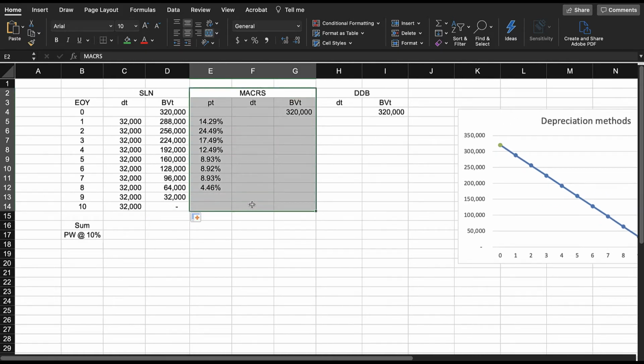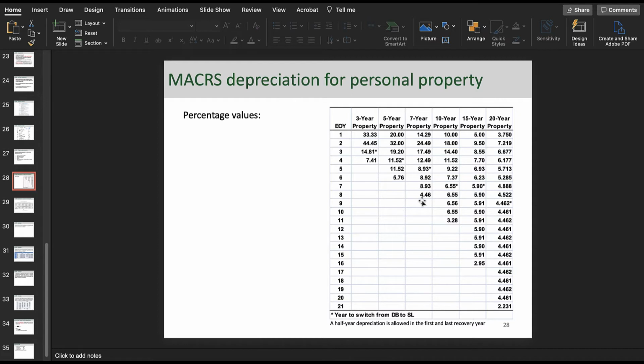Let's go and do the MACRS depreciation. Since it's a 7-year property class, I took the percentage of depreciation from the MACRS table. As you know, the MACRS table is here, and these percentages are the ones that we need to use for this asset. It's a 7-year property class, so we're going to use these percentages, which depreciate the asset over 8 years. Remember, 8 years because of the half-a-year convention. For a 7-year property class, it takes 8 years to depreciate fully.